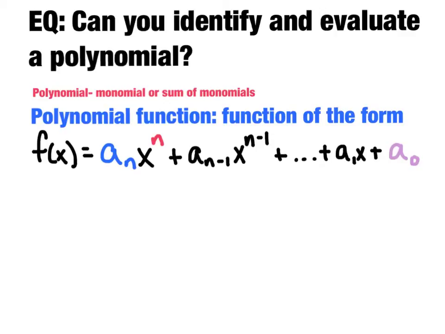All right, can we identify and evaluate a polynomial? A polynomial is just a group of monomials, or a sum of monomials. A polynomial function is any function of the form f of x equals a sub n times x to the n plus a sub n minus 1 times x to the n minus 1, and so on, all the way until you get to just some constant. So I have three colored things here, and we're going to talk about each one of those.